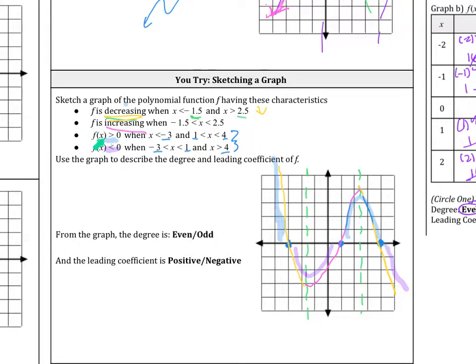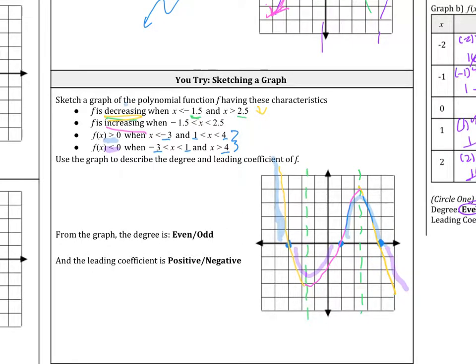Then I just double checked. Are my y values greater than 0 in these points? So when x is less than -3, yes, it is above. Less than -3 is here. And when x is between 1 and 4, that is also above the x-axis. So that is true. Then I checked here. When is it less than 0? So x is between -3 and 1. So here's -3 and 1. Yes, it is below. And x is greater than 4. Yes, it is below. So that's a good sketch.